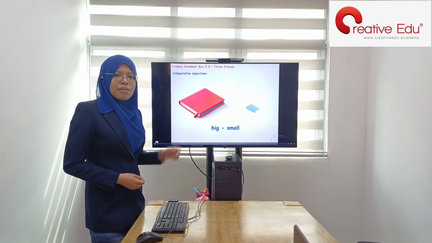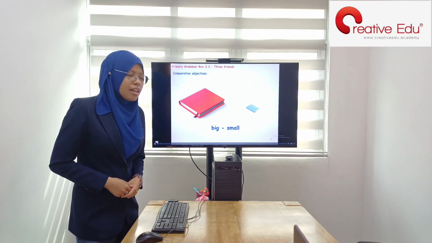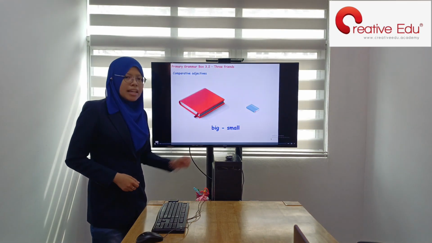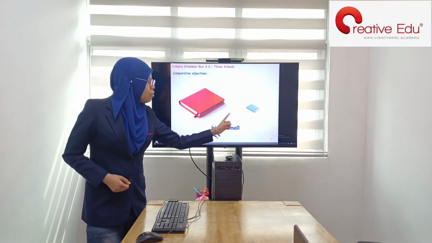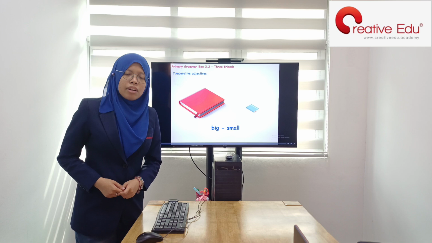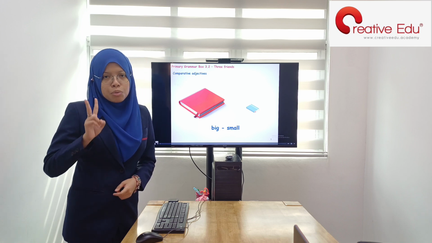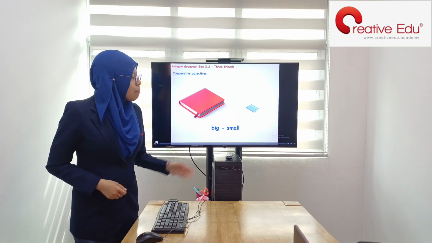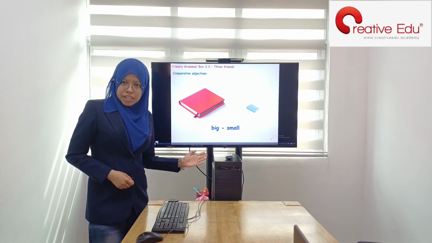Okay, as you can see, we have an image of two books. One is red in color and big in size, and the other one is blue in color and small in size. So how do you normally write two different comparative sentences by using these two words that you see right here?